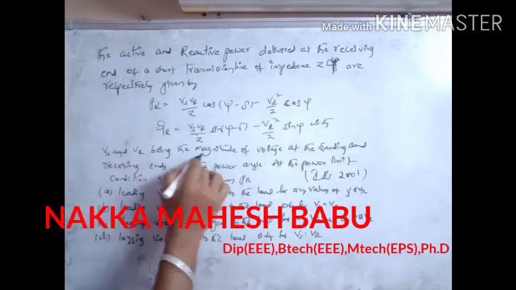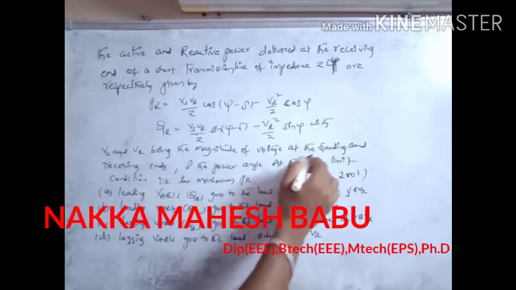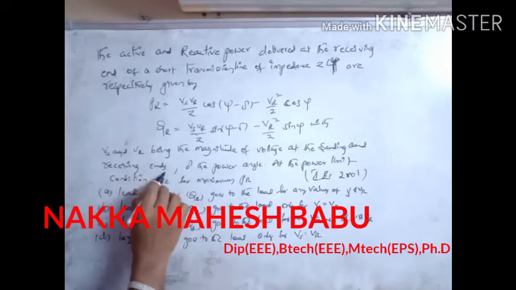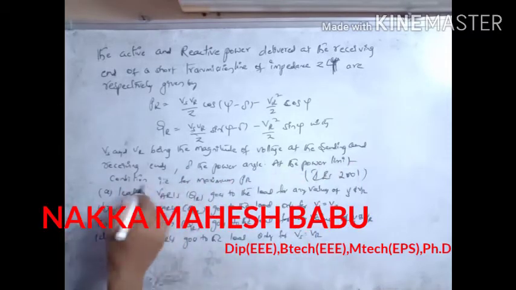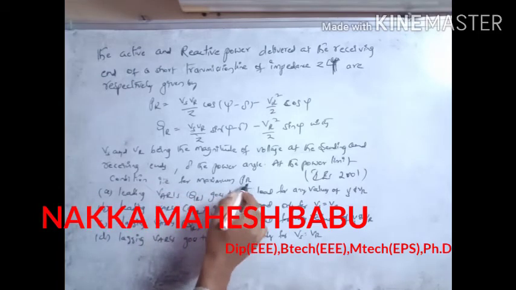with Vs and Vr being the magnitude of voltage at the sending and receiving ends, and delta the power angle at the power limit condition, that is for maximum PR.